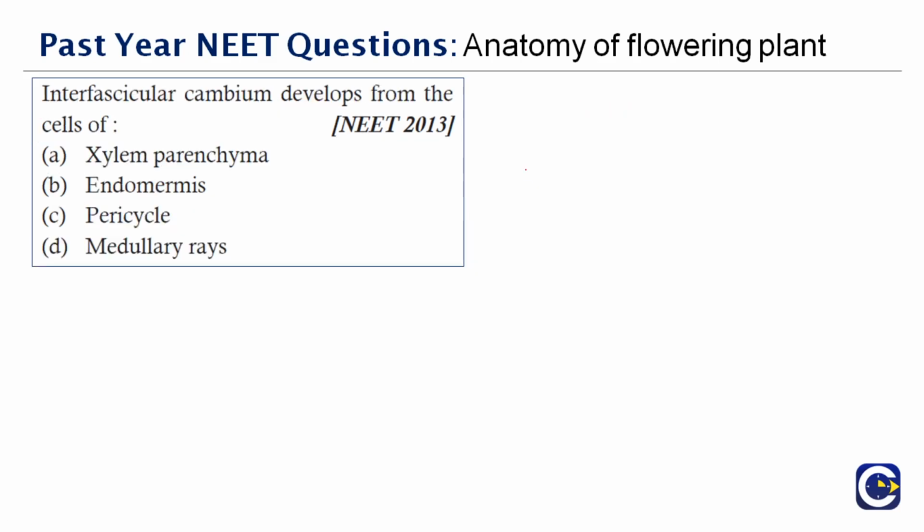Next question here. Intervascular cambium develops from the cells of dash. What do you mean by intervascular? We know what cambium is. Now what do you mean by intervascular cambium? See, the cambium occupies the region between two vascular bundles. So intervascular cambium will occupy the space between the two vascular bundles.